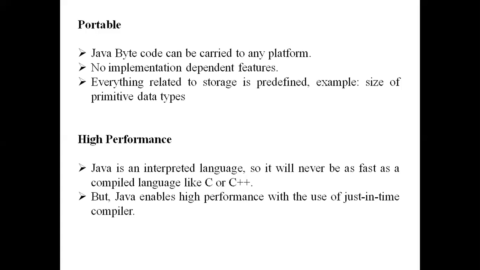And coming to high performance, many virtual machines make use of JIT, just-in-time compilers, that convert the bytecode into platform-specific instructions as the program executes, which helps to improve the performance of Java programs. If you consider here, as C or C++ is a compiled language, they are fast, whereas compared to Java, Java is an interpreted language.